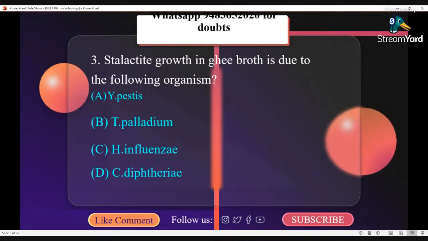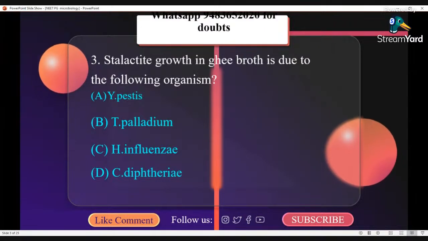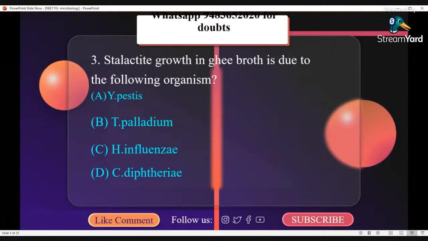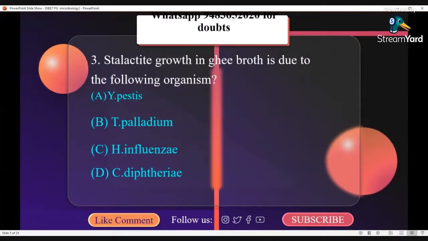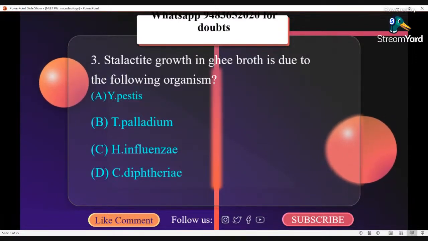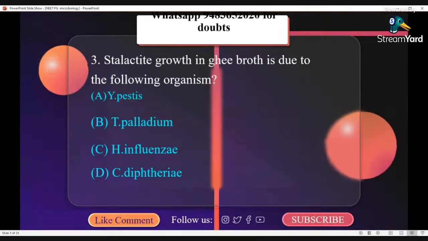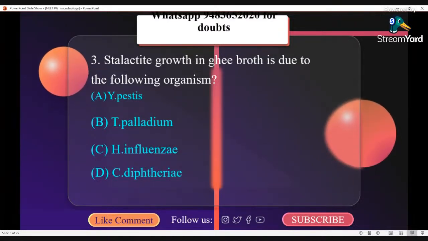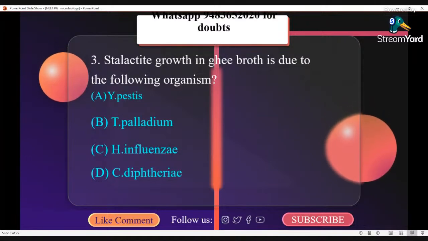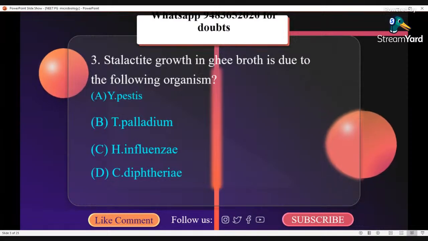resembling a stalactite. Whereas on nutrient agar, the colonies are small, delicate, transparent discs, becoming opaque on continuous incubation. On blood agar, colonies are dark brown due to absorption of hemin pigment. On MacConkey agar, colorless colonies are formed. In broth, a flocculent growth occurs at the bottom along the sides of the tube. So the correct option here is: stalactite growth in ghee broth is due to Yersinia pestis.